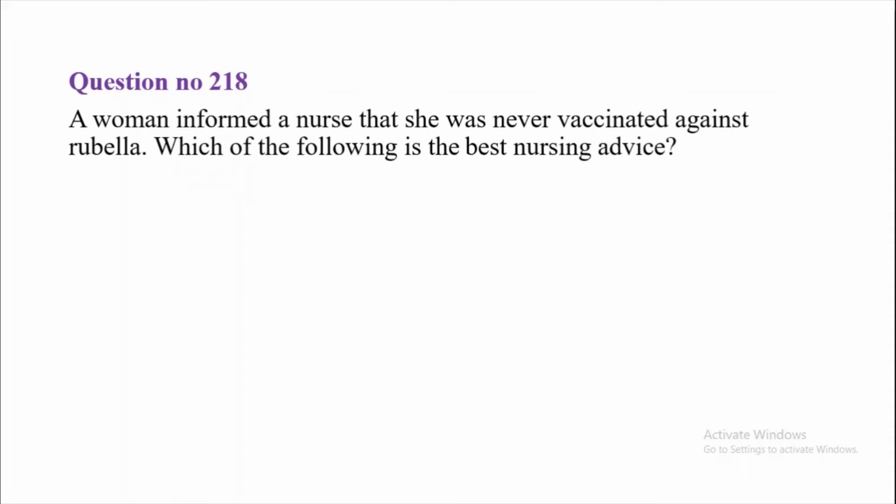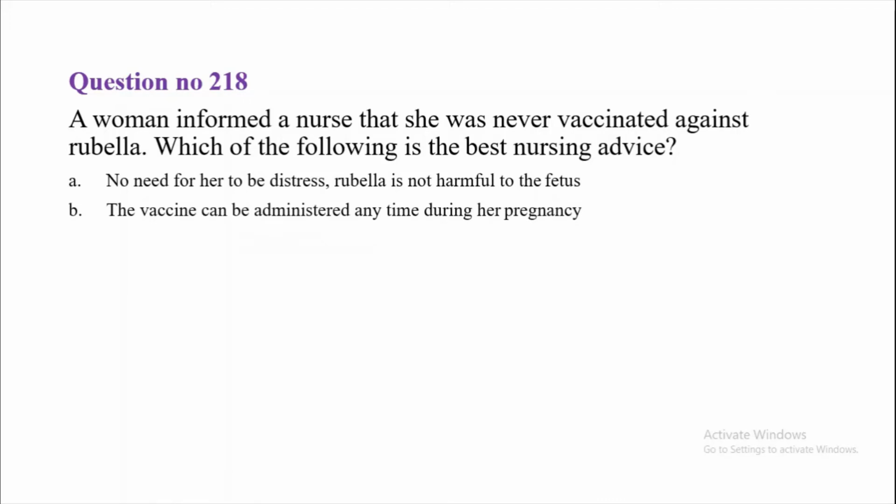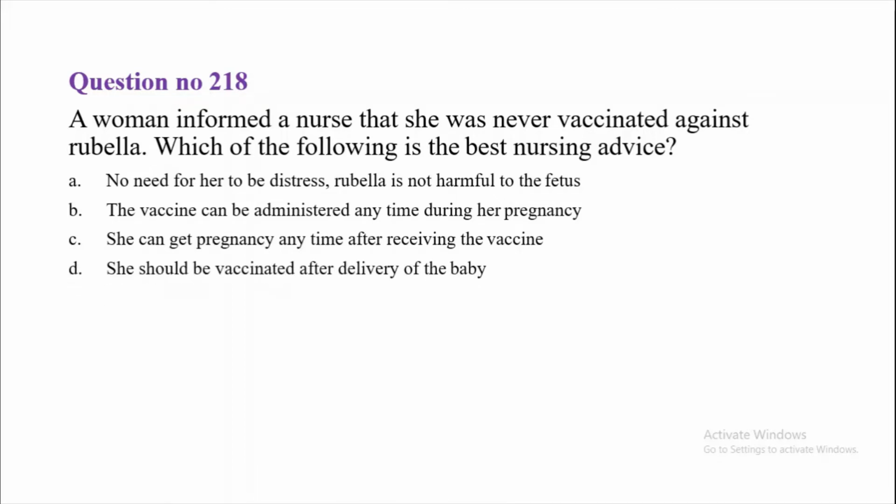Question number 218. A woman informed a nurse that she was never vaccinated against rubella. Which of the following is the best nursing advice? The options are number A, no need for her to be distressed. Rubella is not harmful to the fetus. Number B, the vaccine can be administered anytime during her pregnancy. Number C, she can get pregnancy anytime after receiving the vaccine. Number D, she should be vaccinated after delivery of the baby.